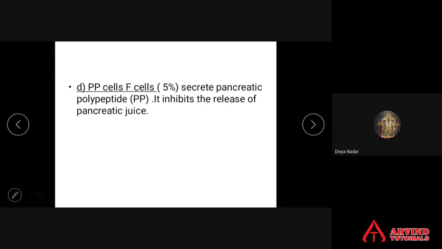Okay. PP cells or F cells, 5%, secrete the pancreatic polypeptide. It inhibits the release of pancreatic juices.